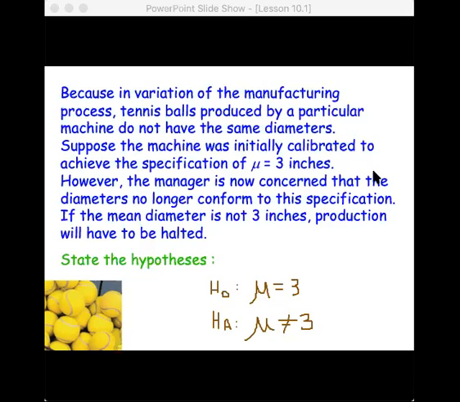Perfect. Yeah. They didn't specify more than or less than. It just said no longer conformed to mu is equal to 3. So the only other option you had was not equal to. Well done. Okay.